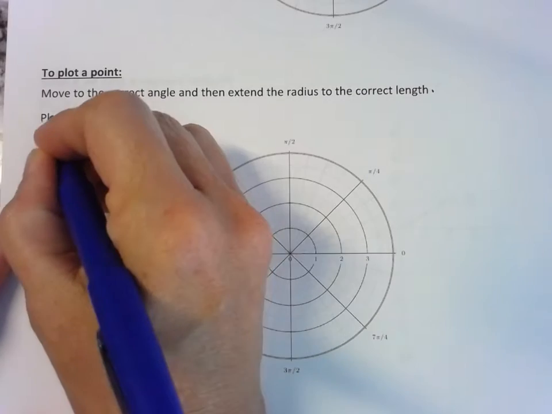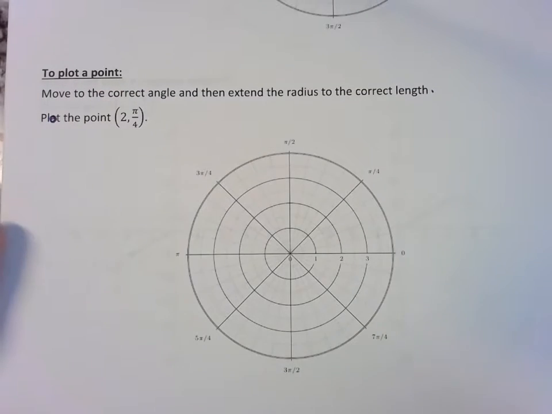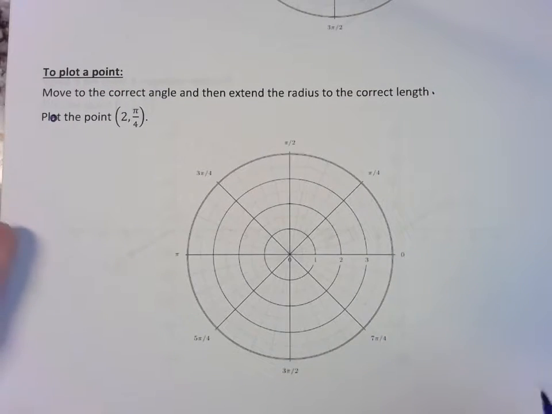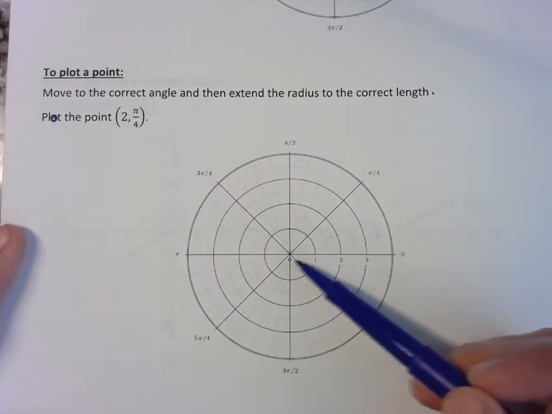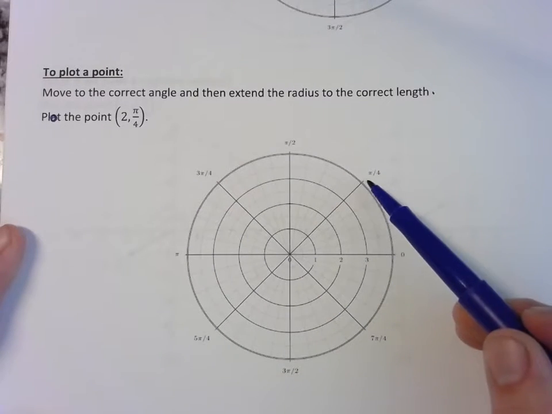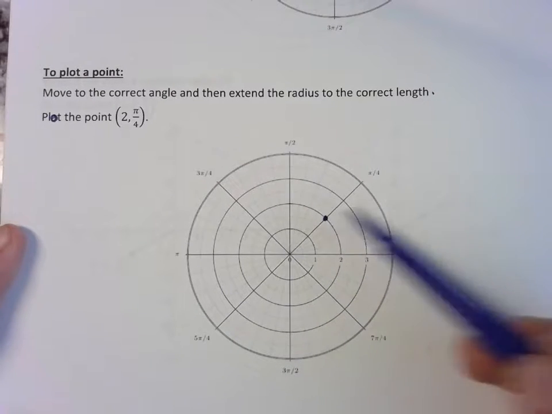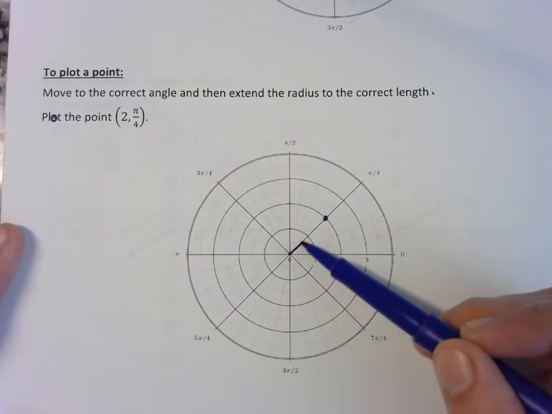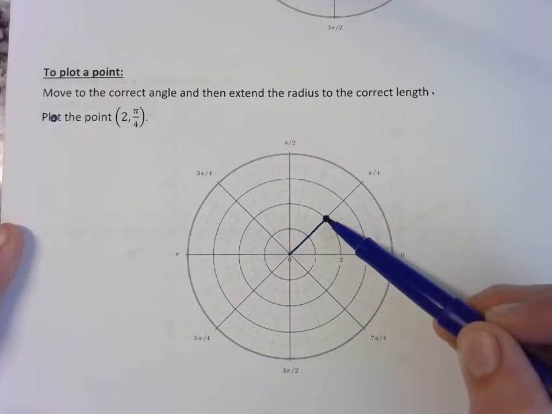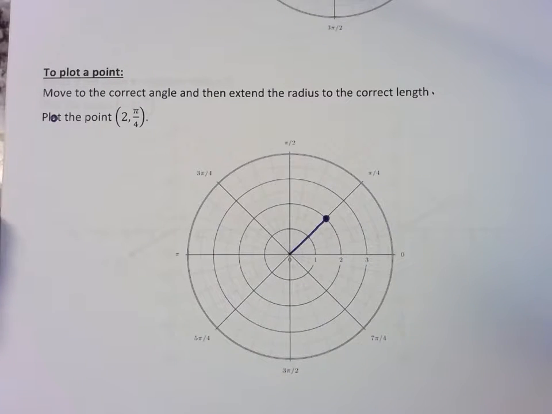Plot the point 2, pi over 4. So we go to the angle pi over 4, but we extend our radius out 2 places. So this would be the point right here. This point would be the point 2, pi over 4.